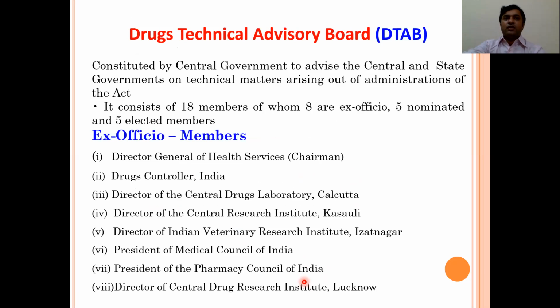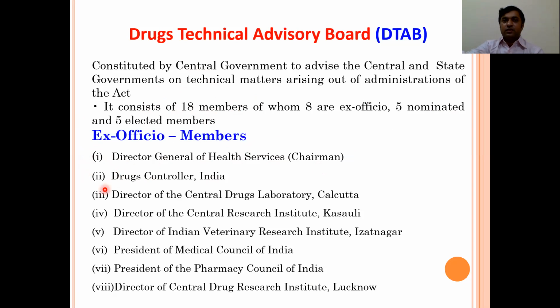So DTAB is constituted by the central government to advise the central and state governments on technical matters arising out of administration of the Act. If there is any problem on the administration side, DTAB will give advice to the central and state governments. It consists of 18 members in total: 8 ex officio members, 5 nominated members and 5 elected members. All ex officio members are directors of big departments. The Director General of Health Services acts as chairman of DTAB.